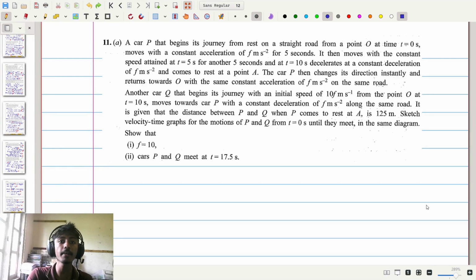2024 A-Level Combined Mathematics Paper 2 Part B Question number 11 Part A. Part B of this same question will be discussed in a future video, link in the top right. Part A of this question has to do with velocity time graphs.